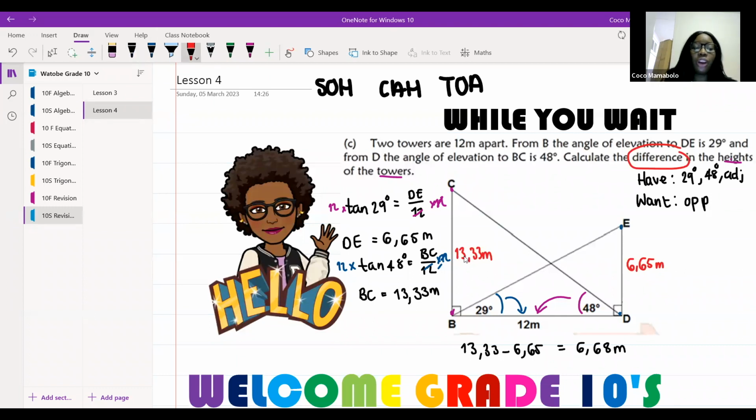Give me a thumbs up if you got it right. Tell me how you did, guys, on this question. This is about a 4-mark question, one for each of those, and one for the difference. How did we do, guys?